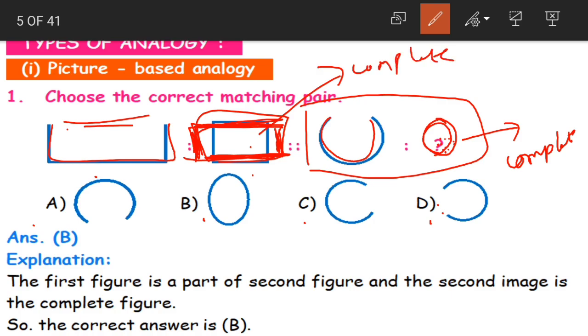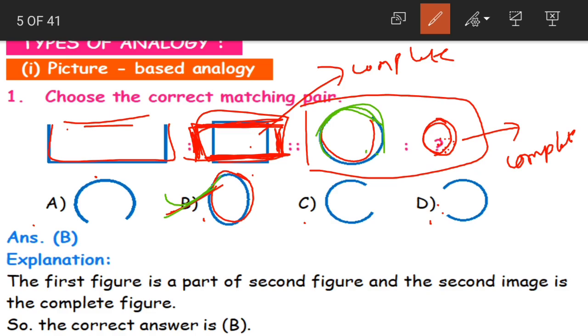Now if you look at the given options A, B, C and D, which is the correct answer? Option B. Yes, a complete circle. See, if I draw here, if I join these together, what am I getting here? I am getting a complete circle. So option B, circle, is our complete figure here.